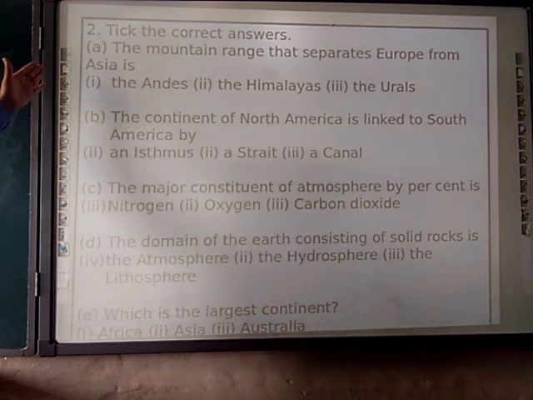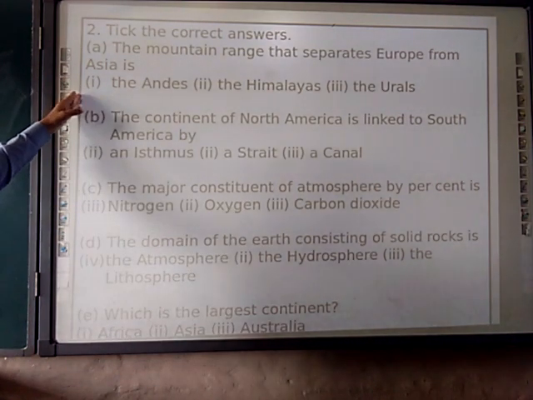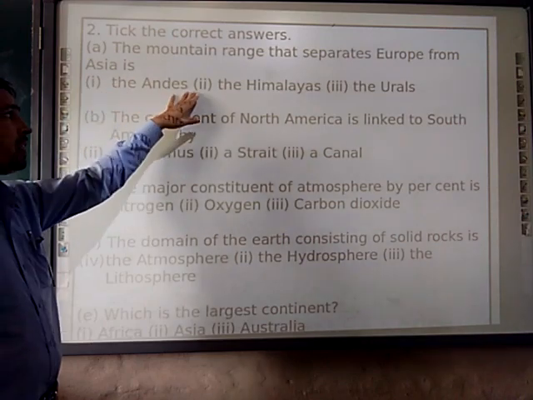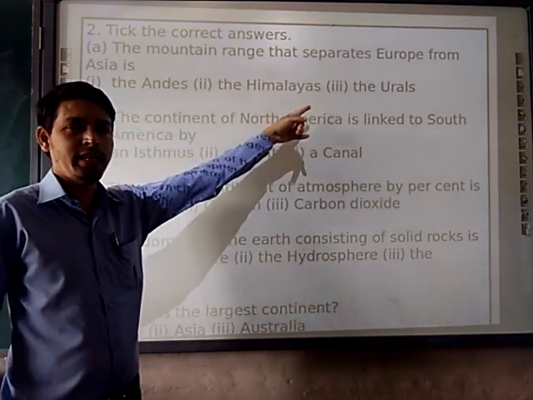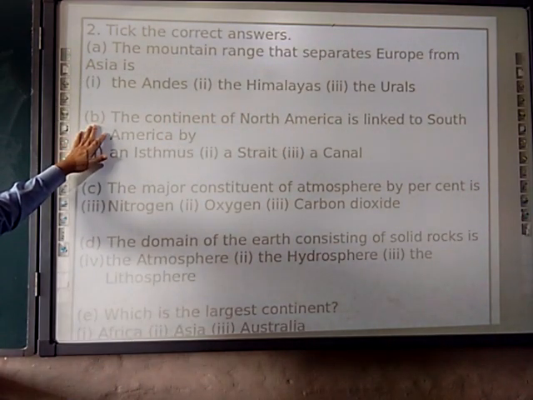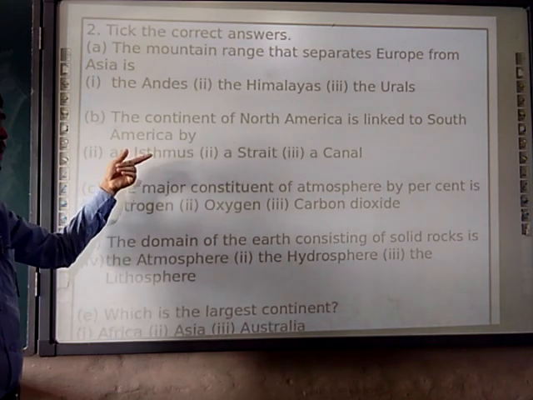Next, we are going to see tick the correct answer. In that, first, the mountain range that separates Europe from Asia. Out of the first, second and third, which one is correct? So the Ural is the correct answer. Second, the continent of North America is linked to South America by, so an isthmus is the correct answer.